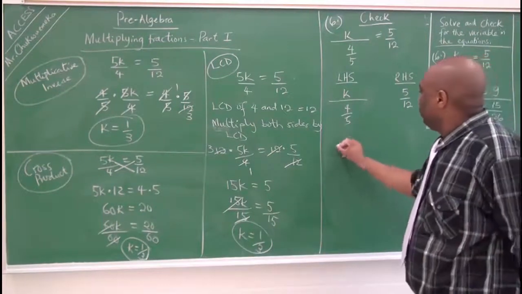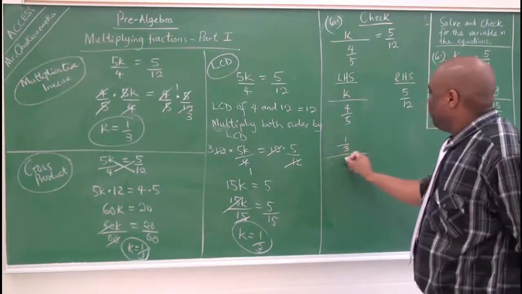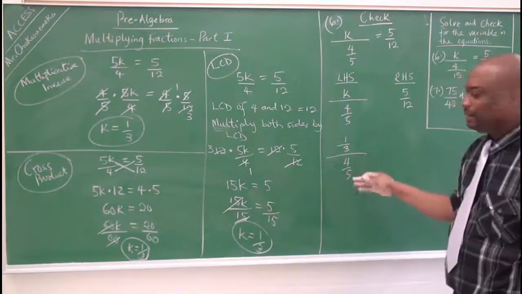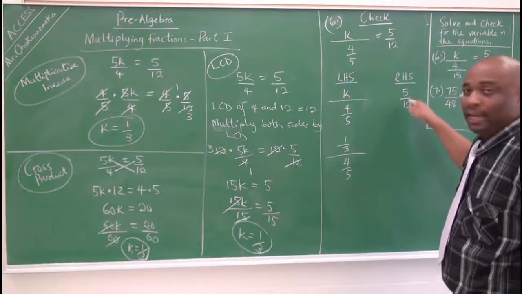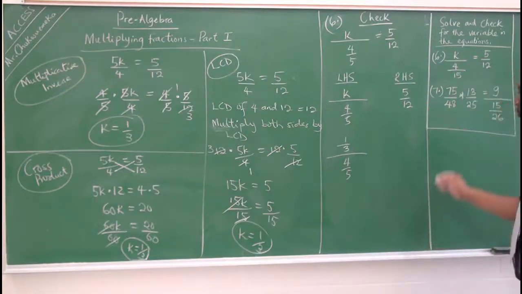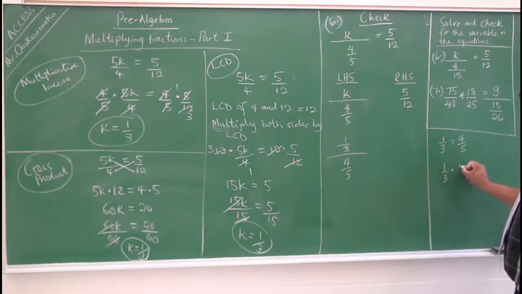So you now do 1 over 3 divided by 4 over 5. Let's do this and see whether we shall get 5 over 12. Assuming we come over here, if we do 1 over 3 divided by 4 over 5, this will be 1 over 3 times 5 over 4.